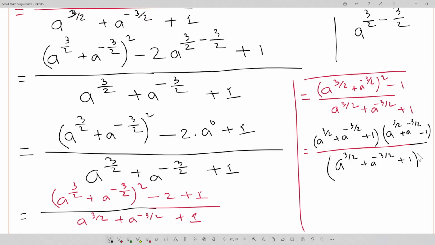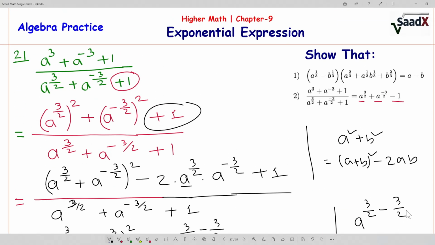So here is plus 1 and this one is plus 1, so they cancel out, and finally we get a to the power 3 by 2 plus a to the power minus 3 by 2 minus 1, and this is our answer, or the right hand side. Look, it's a similar thing. So for number 1 and 2, you should carefully see how you can implement any theory. Once you implement any theory, the question will be smooth. Okay, so number 1 and 2 are done.